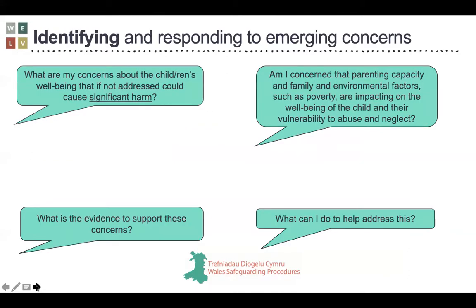So, when we think about identifying and responding to emerging concerns, some questions that we could ask ourselves at the point in which we are identifying concerns could include: what are my concerns about the child's well-being that, if not addressed, could cause harm? Am I concerned that parenting capacity and family and environmental factors, maybe poverty, for example, are impacting on the well-being of the child and their vulnerability to abuse and neglect? What's the evidence I've got to support these concerns? And is there anything that I can do to help address these concerns?